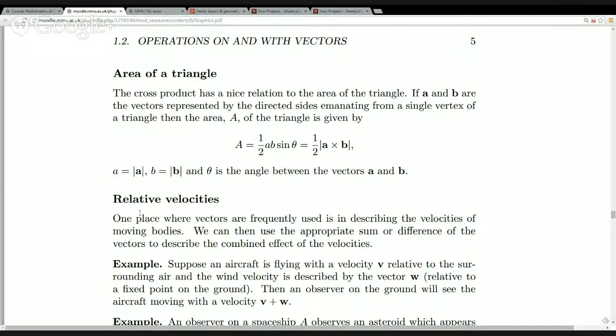Then that means the observer on spaceship B would observe the asteroid moving. So from B's point of view, from B's reference frame, the asteroid has velocity v minus b. So when you've got relative motion, different objects moving with respect to each other, we can often combine the effects by using appropriate sums and differences. And a little sketch diagram can often help to figure out the appropriate thing to use.